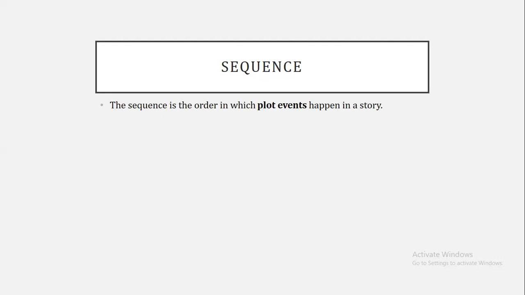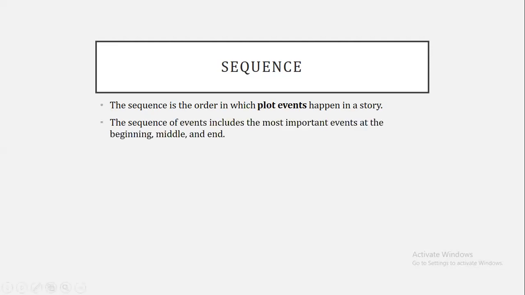The sequence is an order in which plot events happen in a story. The sequence of events includes the most important events at the beginning, middle, and end. Sequence also includes when characters and settings are introduced. All right, guys, is this clear? The sequence is the order in which the events happen in a story. The most important events at the beginning, middle, and the end. And it also includes when the characters and settings are introduced.